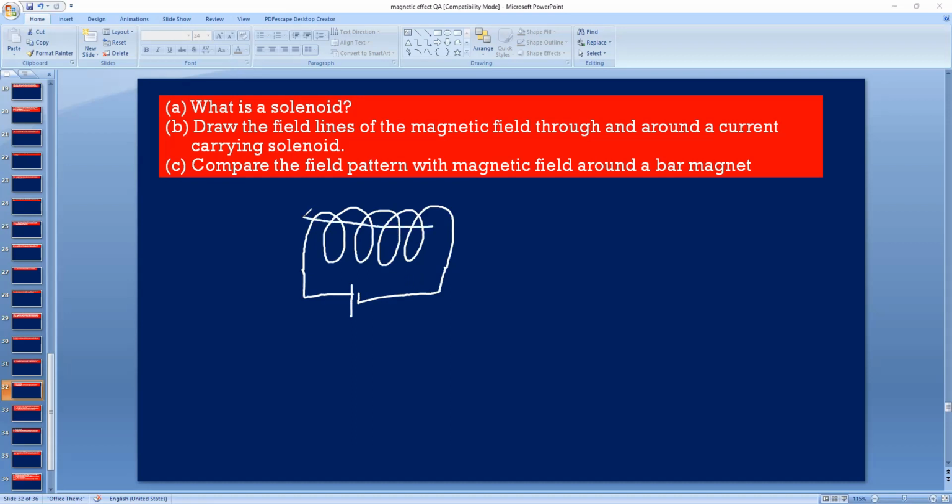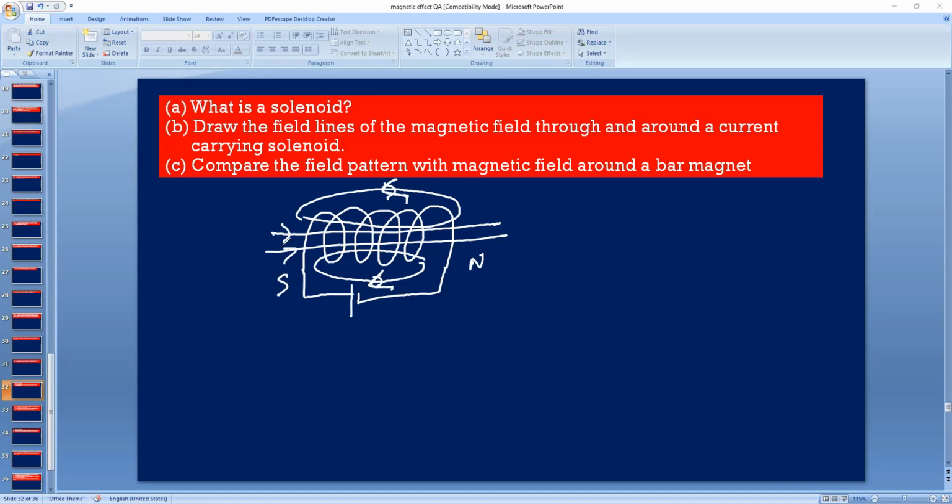Draw the magnetic field lines in a solenoid. Here, north to south, through the axial, south to north.